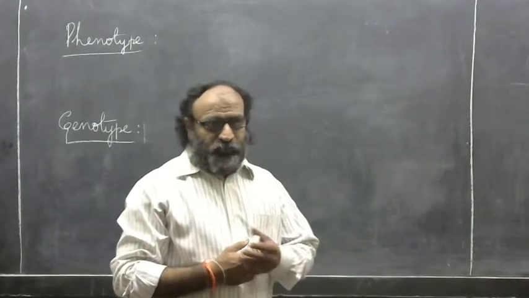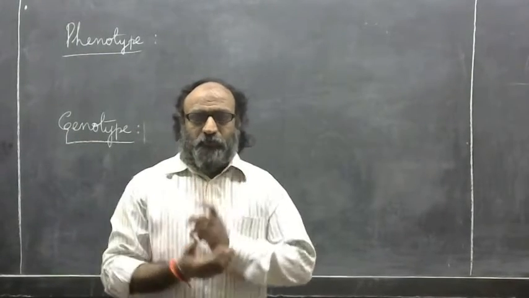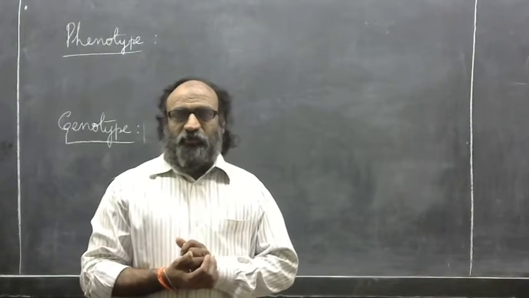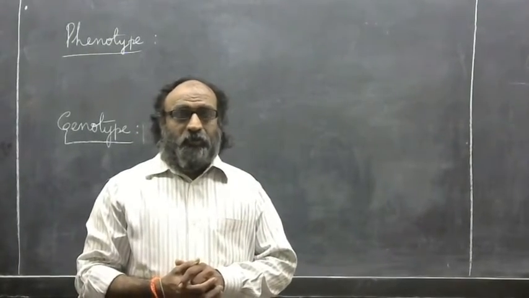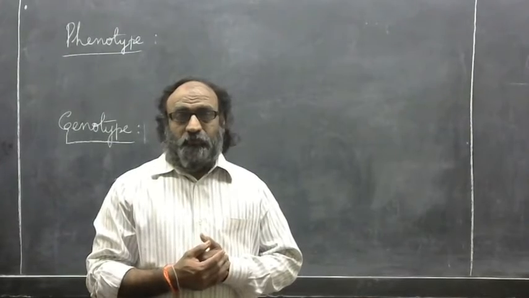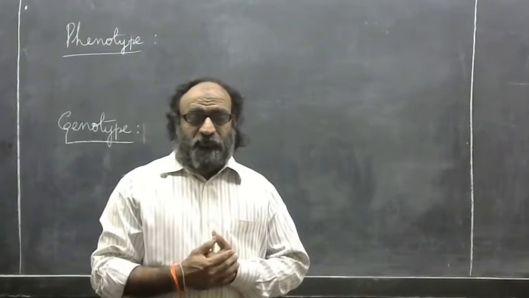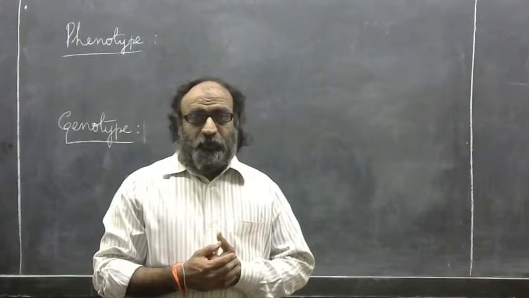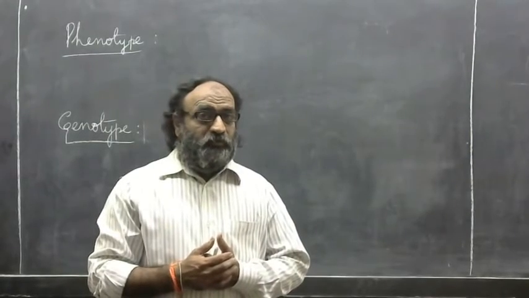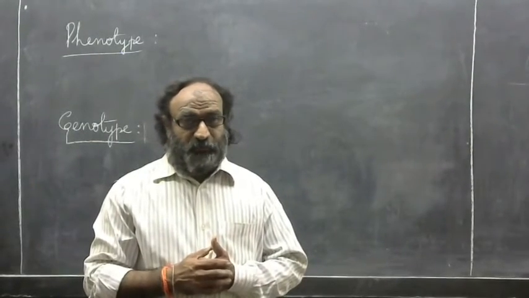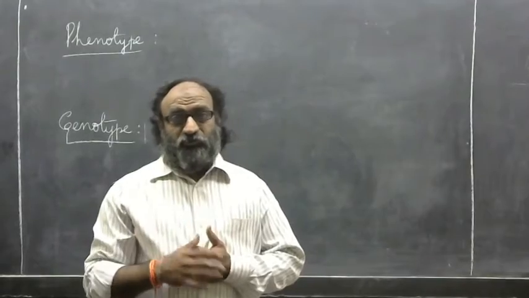Now I will consider a plant, that the plant is a pea plant. On observation, I say it is a tall plant. When I say it is a tall plant, you are not sure whether it is homozygous tall or heterozygous tall. Homozygous tall means capital T genes with capital T genes. Heterozygous tall means a capital T, small t genes.